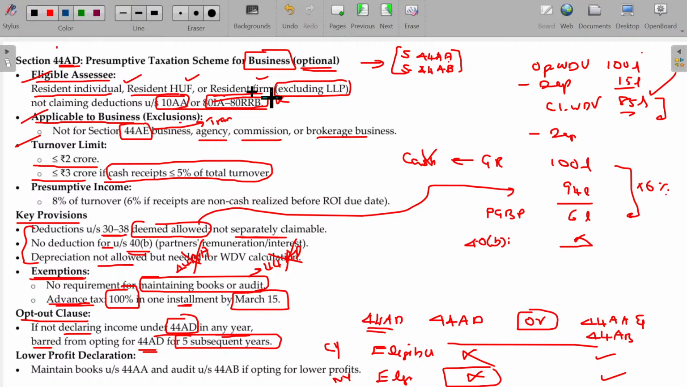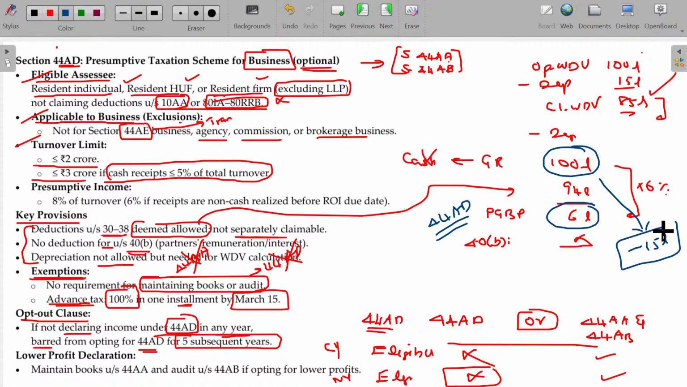Now, as per 44AD, for 100 lakhs, your PGBP is 6 lakhs only. But you say, no, sir, for 100 lakhs, I actually faced 15 lakhs loss, sir. What can I do? If you want to show lower than the profit stated under section 44AD, it means you have to shift yourself out from 44AD to 44AA and 44AB. These two are clubbed. Unless you maintain the books of account, how will it get audited? So you have to maintain the books of account and get it audited. Hope you will now be able to understand section 44AD.